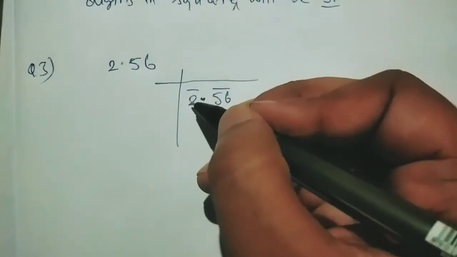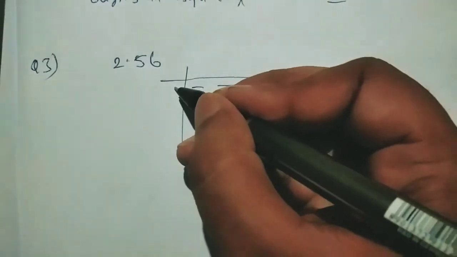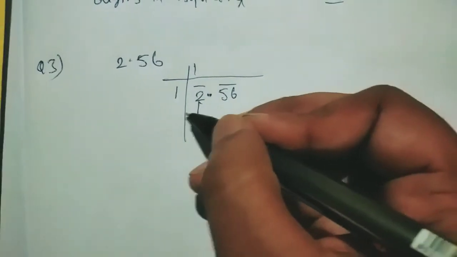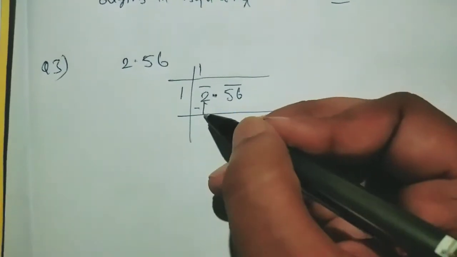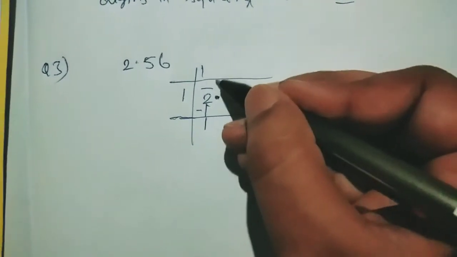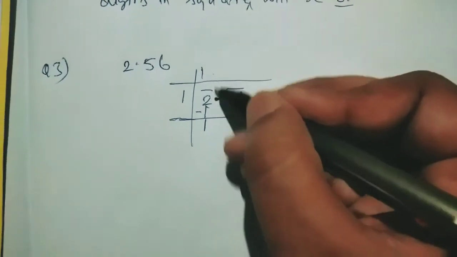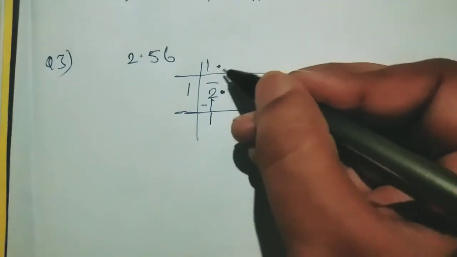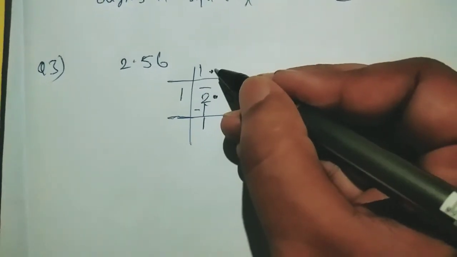Nothing new. So 2, which square is less than 2? 1 square. So 1 1 is 1. Okay, then 2 minus 1 is 1. Now what? This point will go here. This point will shift here. That's it. Nothing new. This point will shift in the quotient.